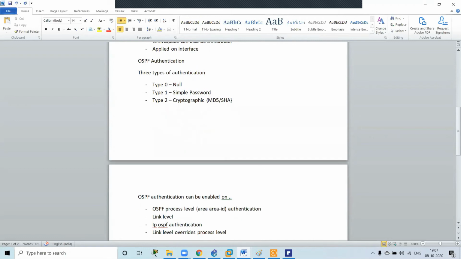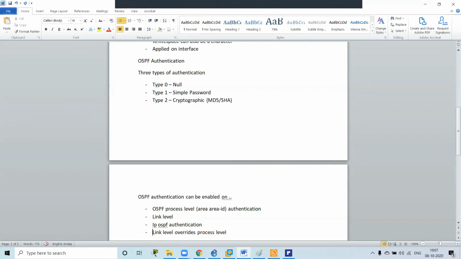Now, OSPF authentication can be enabled at the OSPF process level, that is, when we are giving the area ID and all these things. Or at link level, with the help of the ip ospf authentication command. If you first gave it at process level and then at link level, then link level will override the process level authentication.